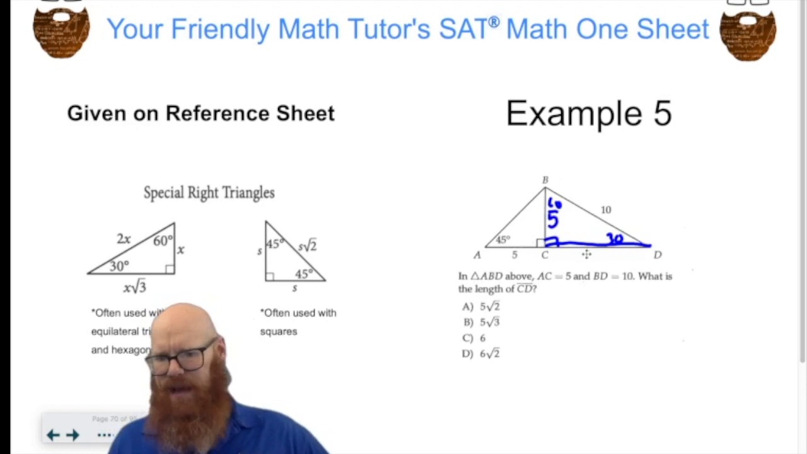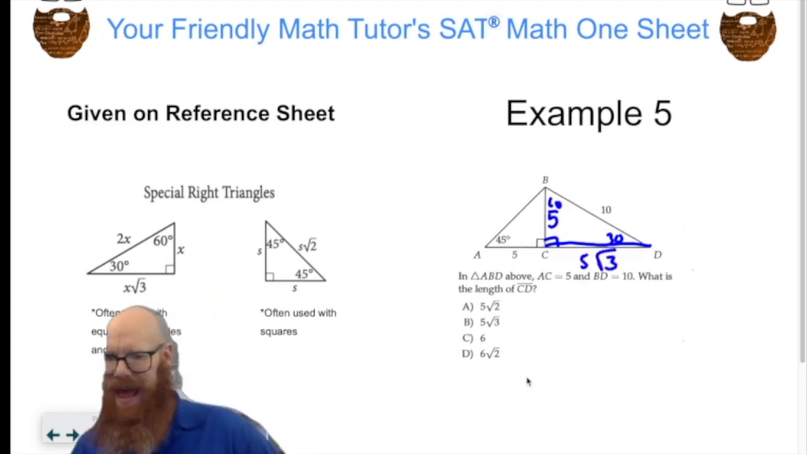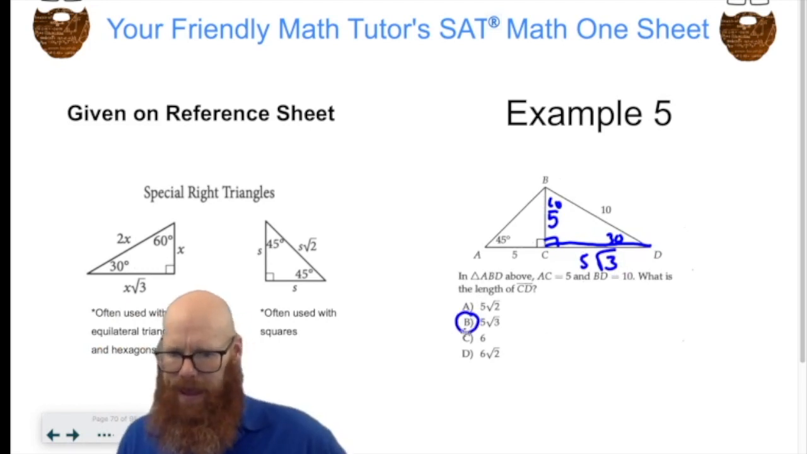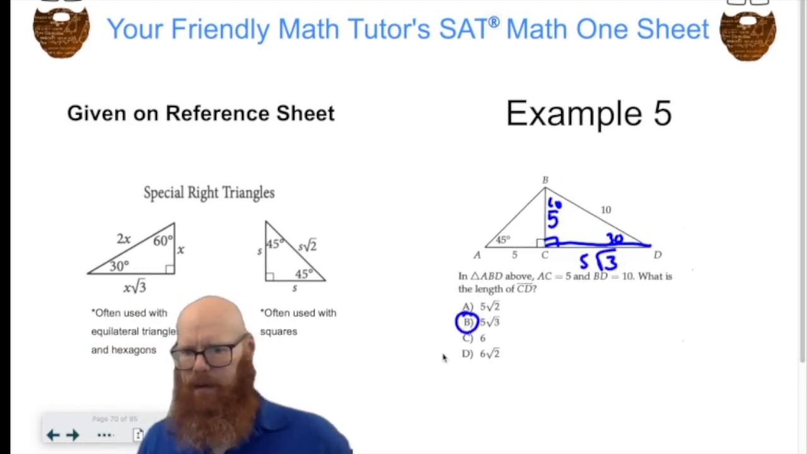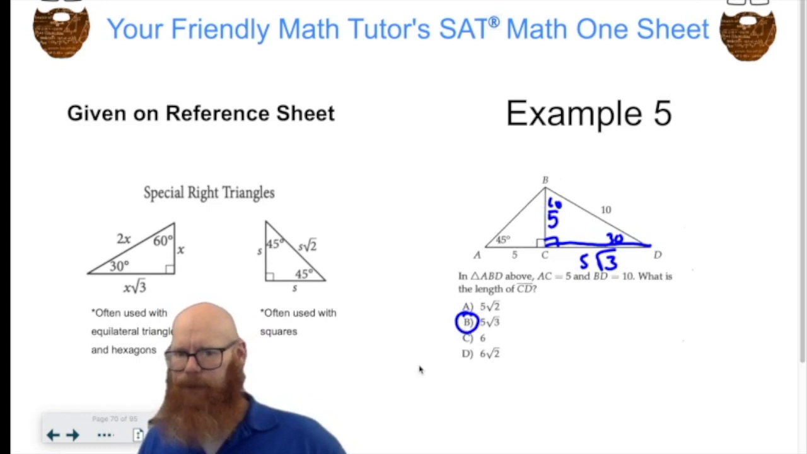So that means if this side is 5, then this side has to be 5 root 3 because the long leg is x root 3. So the answer is B. That is the length of CD.